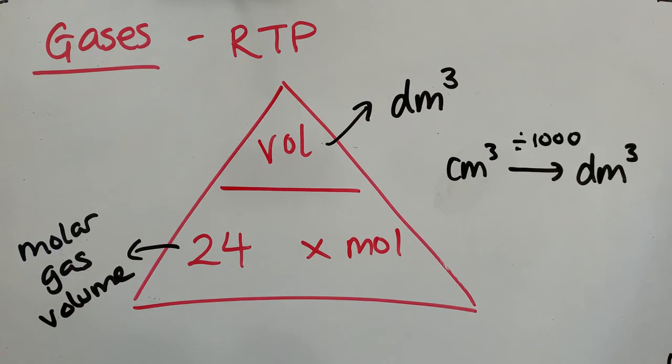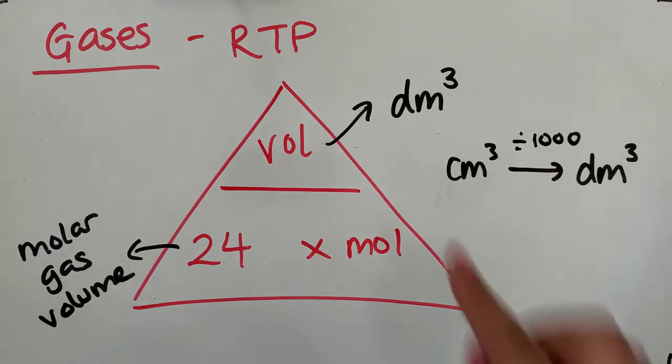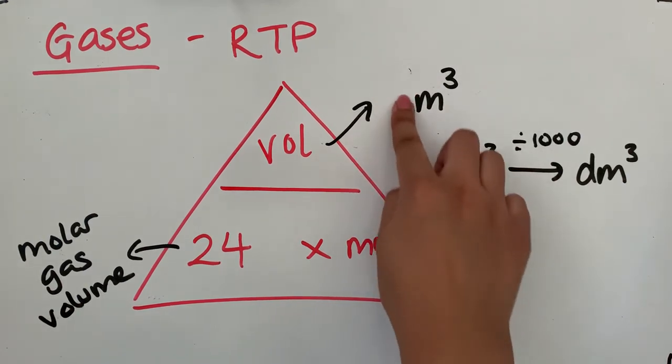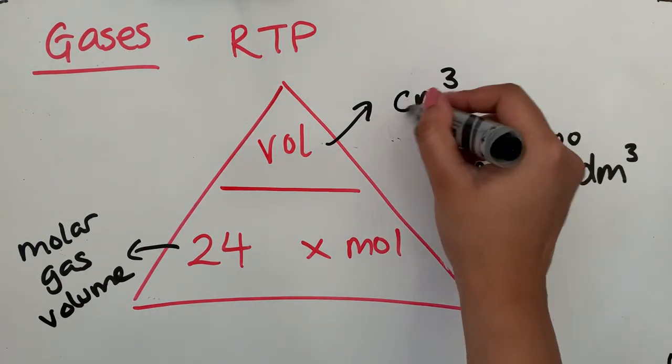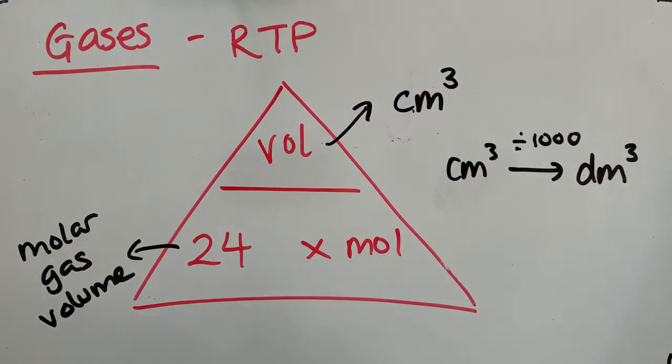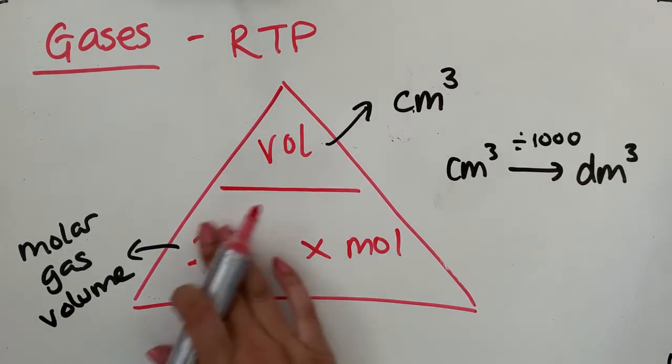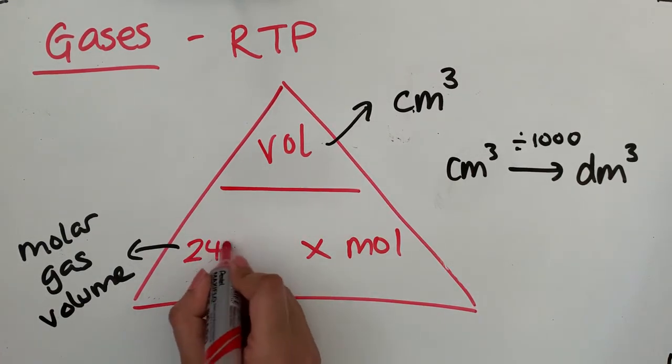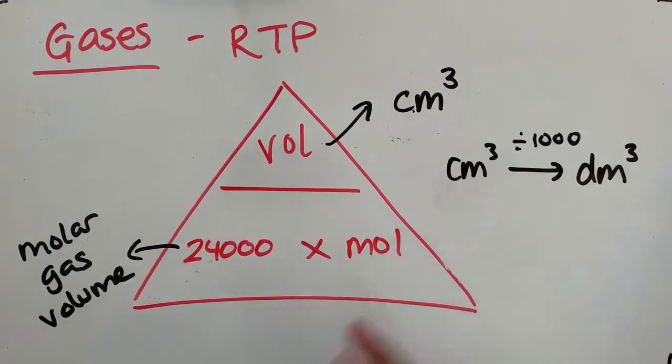Or what you can do is use a different equation, where the volume is already in centimeters cubed. All that changes in this equation is that this number here is not 24, it's 24,000, which is essentially just the same as dividing by 1,000 as well. So if your volume is in centimeters cubed, your molar gas volume is 24,000 decimeters cubed per mole.